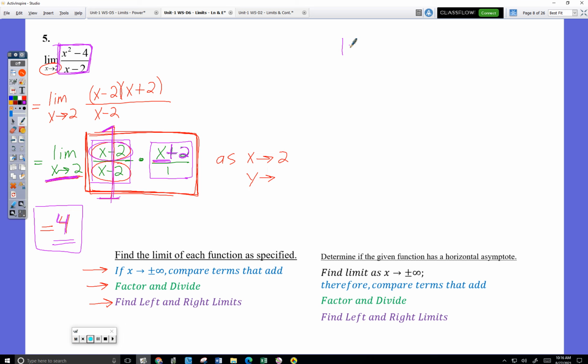Nicely done. So we did not do this limit. We did not find the limit as x approaches infinity. So we did not find a horizontal asymptote here. That's why I say it was a trick.